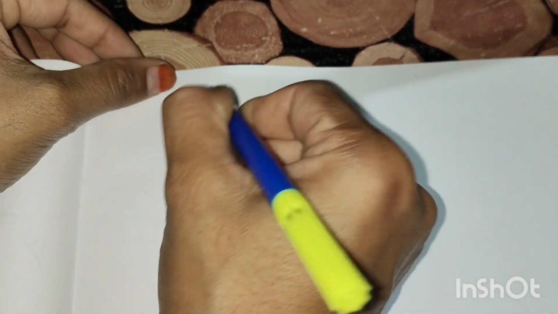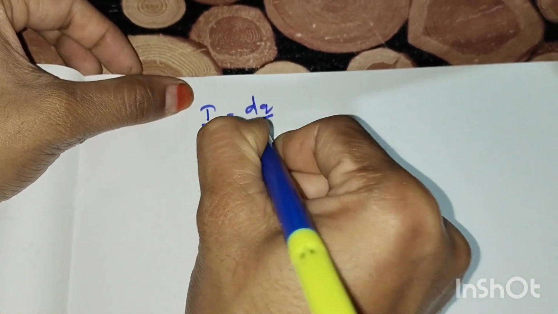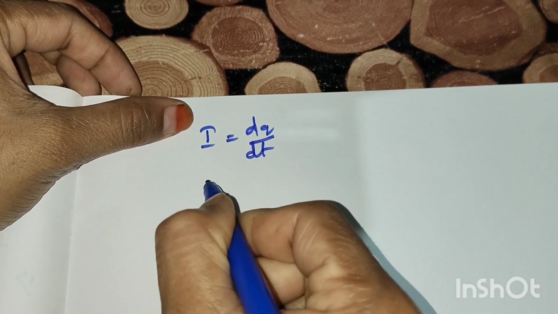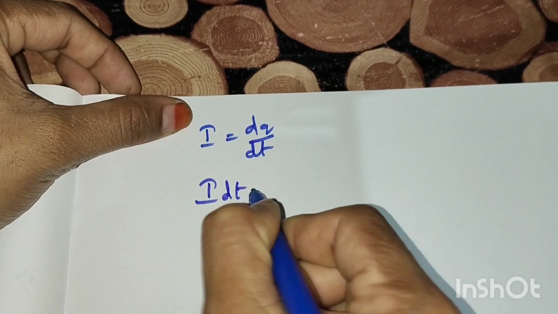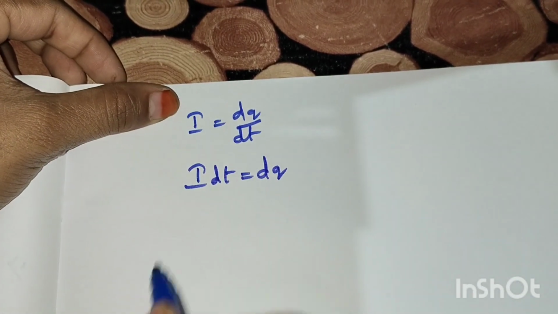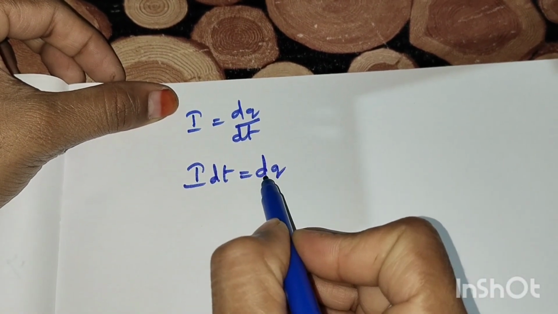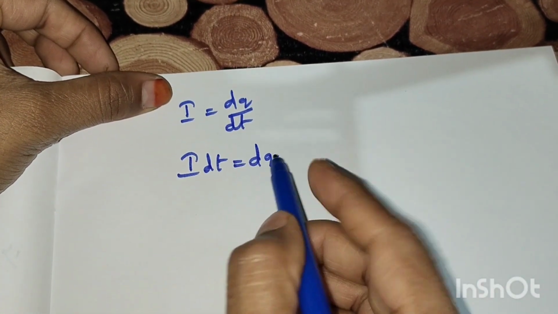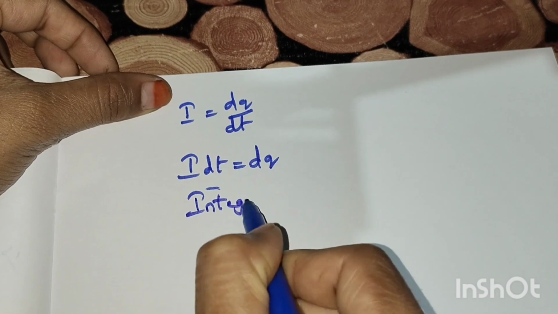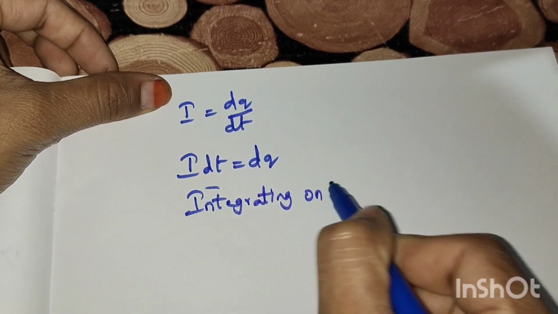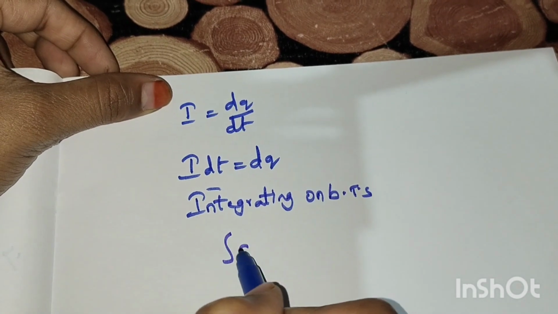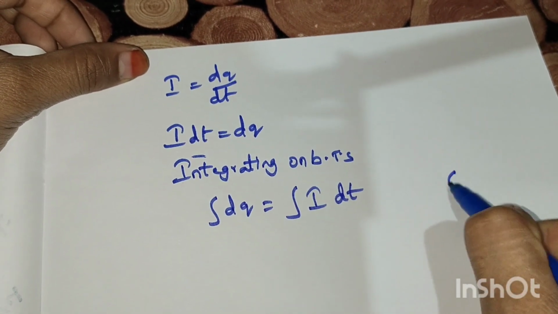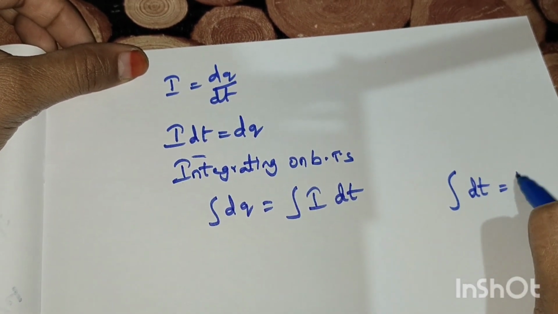How will we calculate here? I equals dq by dt. We want q here, so make it the subject. Send dt to the left hand side, it will multiply: I dt is equal to dq. So we want q here. To remove the differentiation, apply integration on both sides. Integrating on both sides, integral dq is equal to integral I dt. So integral dt is equal to t.